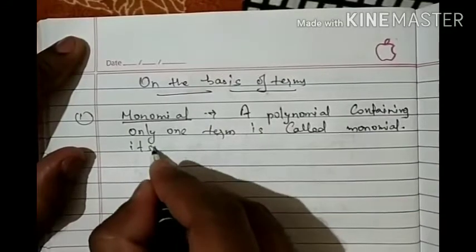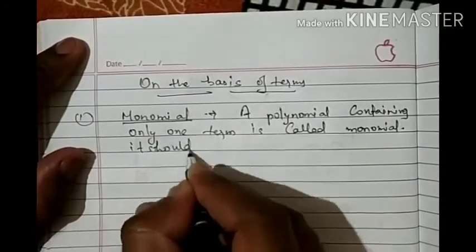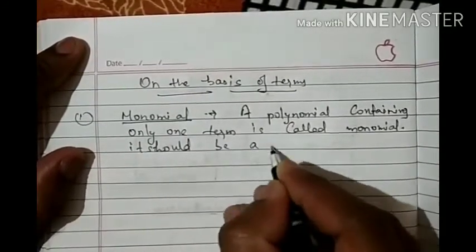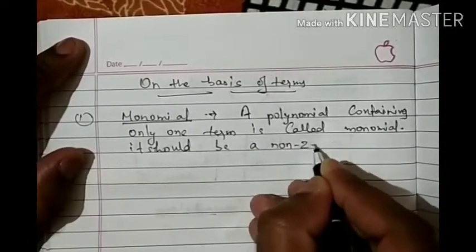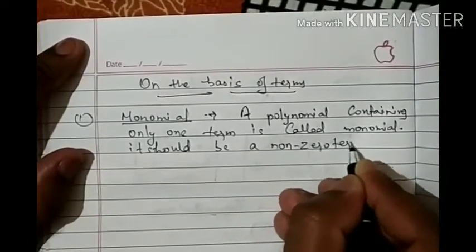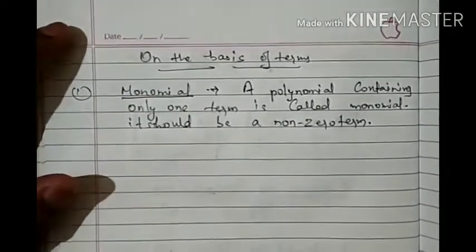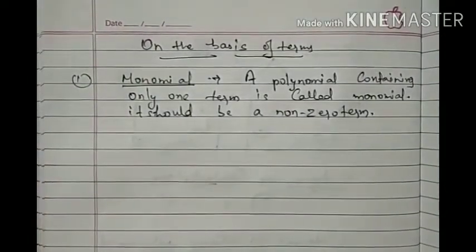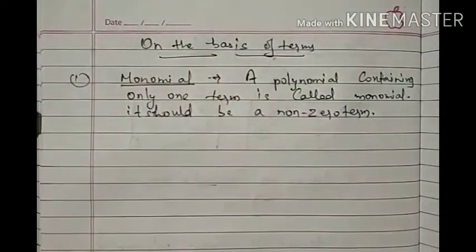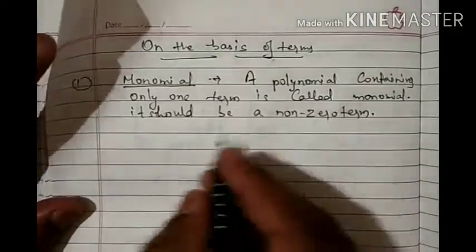It should be a non-zero term. What is a monomial? A polynomial which has only one term is called a monomial.